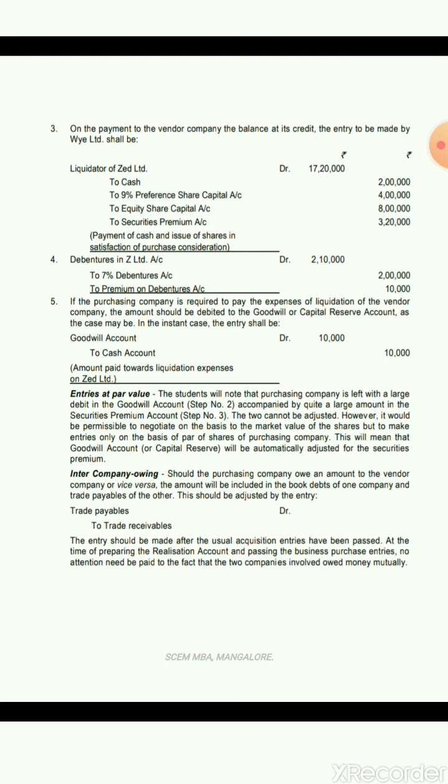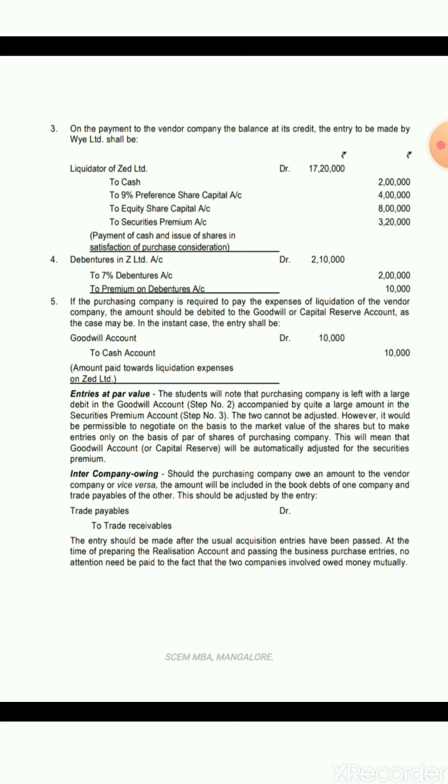So, which is the entry which is being passed for paying off to the liquidators of selling company. And then debentures in Z Limited. So, even the debentures of selling company have been discharged, right. So, what is the actual amount of debenture? See, next is for debentures. So, what is the amount of debentures which have been issued, which is 2 lakh 10,000. So, debentures in Z Limited. So, what is the actual amount of debentures, which was 2 lakh?